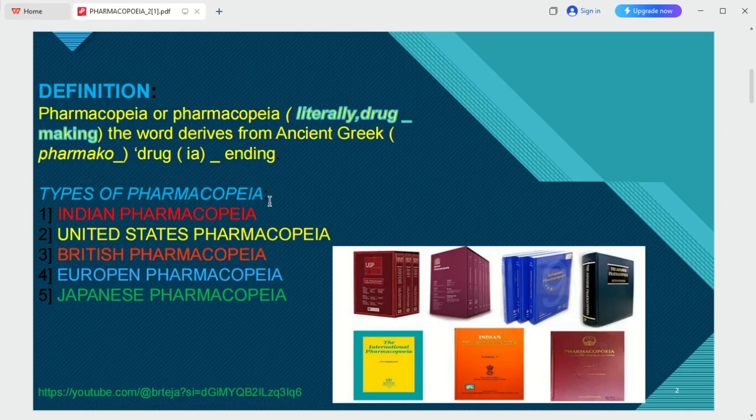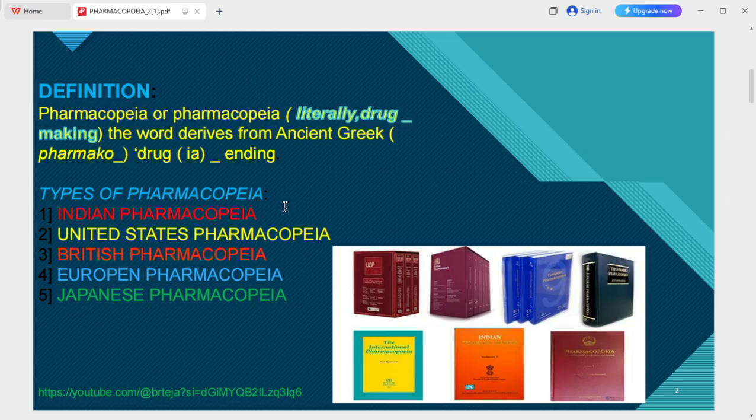Next, types of pharmacopoeia. Not only India follows a pharmacopoeia. Before independence, the British Pharmacopoeia was followed. In 1833, the East India Company's dispensary committee recommended publishing a pharmacopoeia. Independence came in 1947, but before that pharmacopoeia was maintained under the British Pharmacopoeia, not only the Indian Pharmacopoeia.